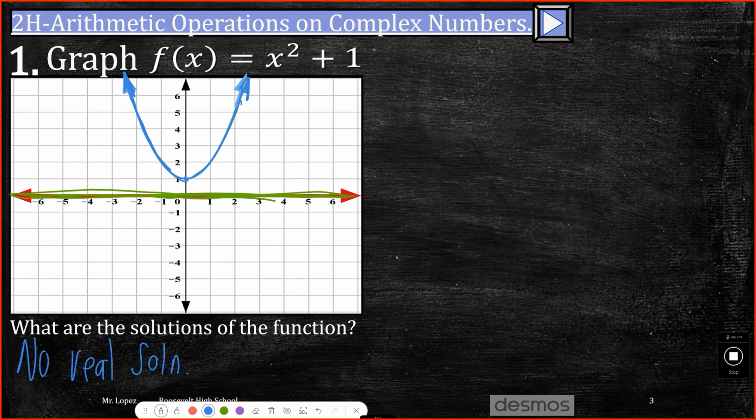So what does that mean? That it might have some fake solutions? Or non-real? These are called complex numbers. How can we figure out these complex numbers? Let's say that it does have some solutions. So let's say where would it be that x squared plus 1 is equal to 0? Let's see if we can figure that out.